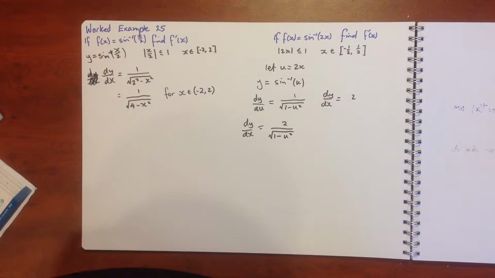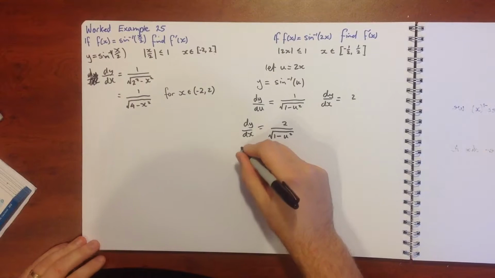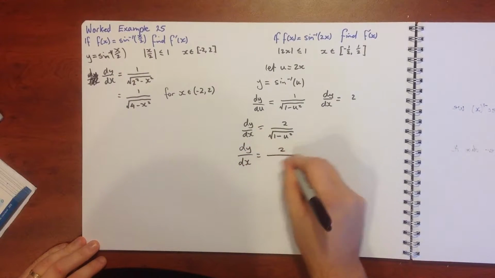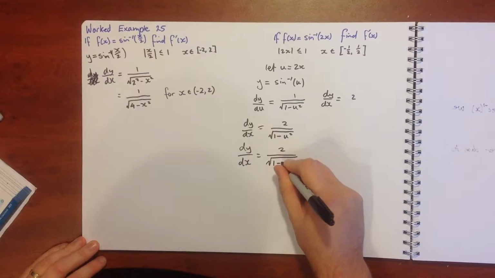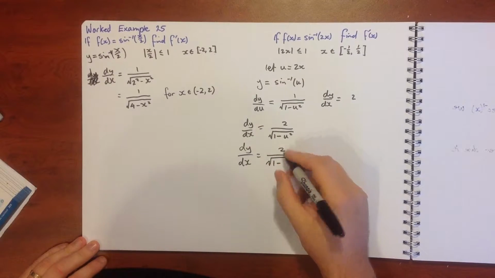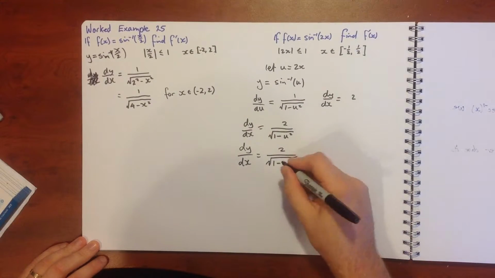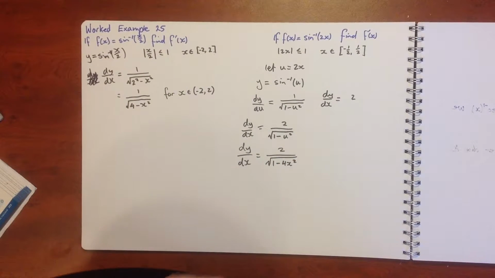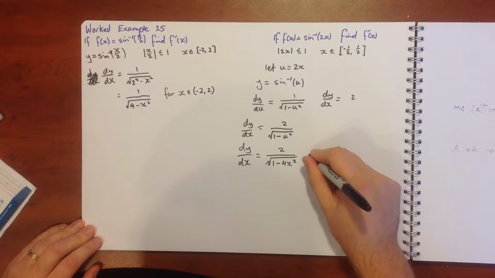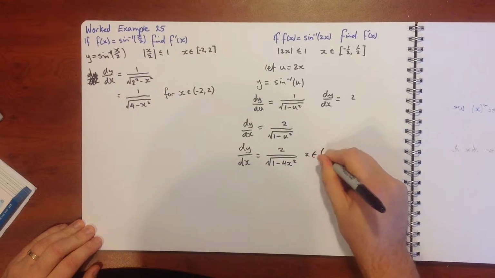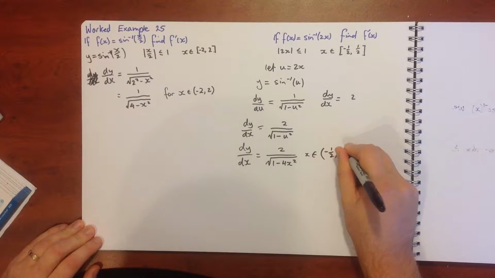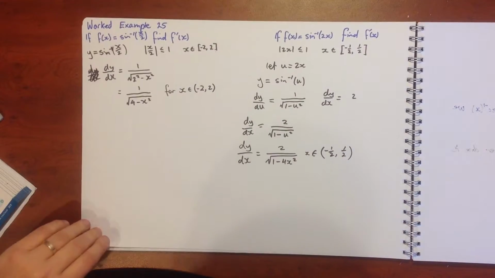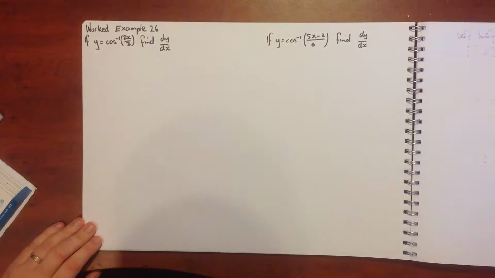We can sub our u back in now and say that dy/dx is equal to 2 over the square root of 1 minus, u was 2x, so 2x squared, we'll just take it as 4x squared. And we just need to say for x, so x is an element of, round brackets, negative a half to positive a half. So we'll keep moving on with our worked examples.